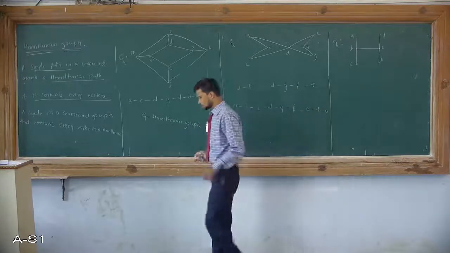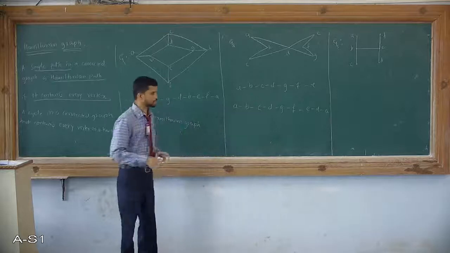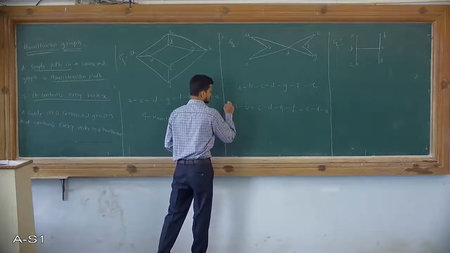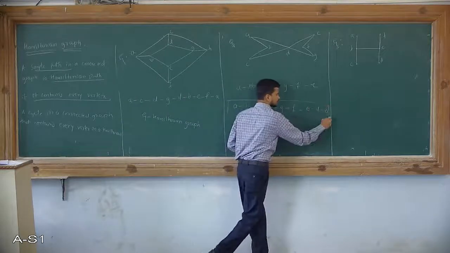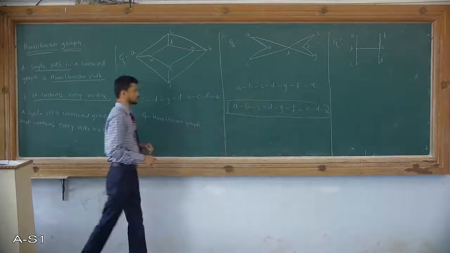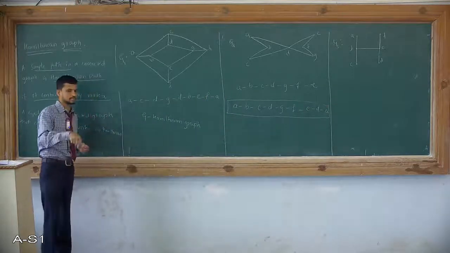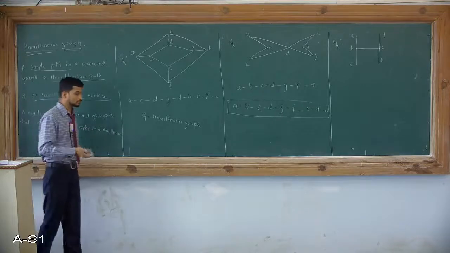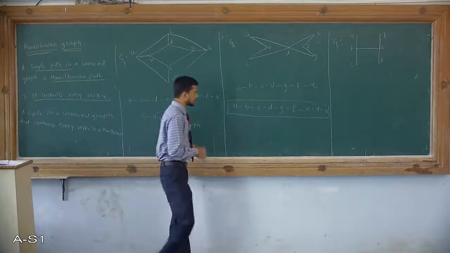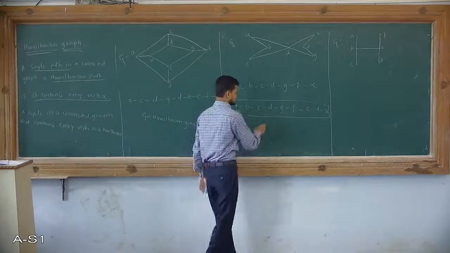So it is a closed walk. I will agree with that. The second path is a closed path. So this is a closed path. I will agree with that because the starting point and end point are the same. But the question is, is it a Hamiltonian path? Both are the same here. It is not Hamiltonian here.